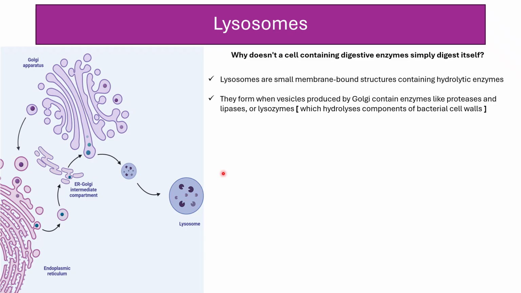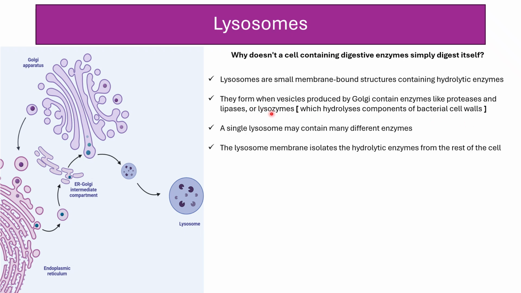And do not confuse the word lysosome with the word lysozyme. Lysosome refers to the Golgi vesicle. Lysozyme refers to the hydrolytic enzymes that break bacterial cell walls. So please do not confuse both of them. A single lysosome may contain different enzymes. So once we have this lysosome, it may contain different enzymes. It wouldn't have just one type of enzyme. It depends on what type of vesicle it is, but it might have different enzymes.